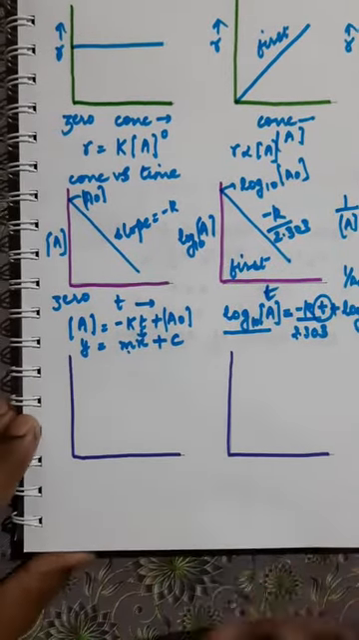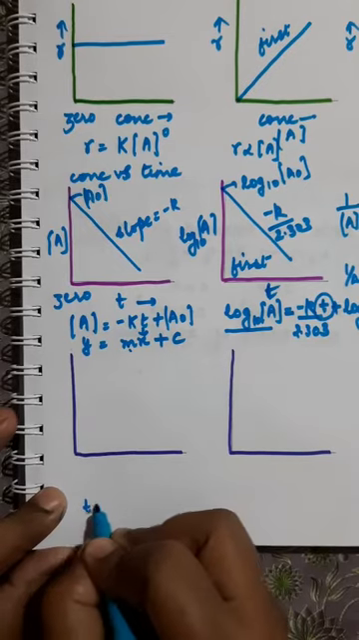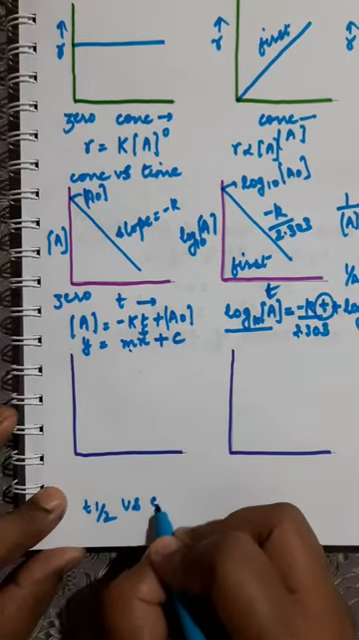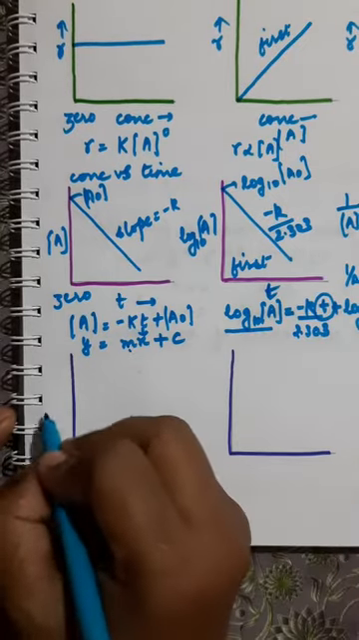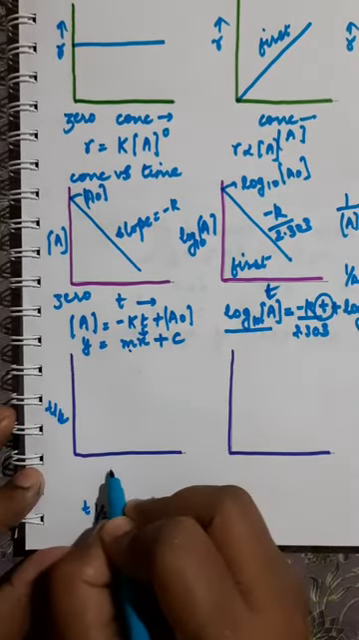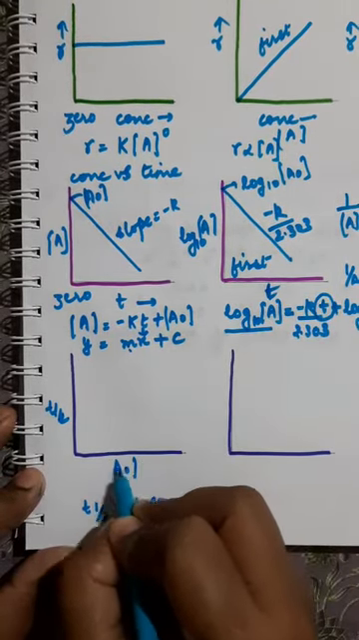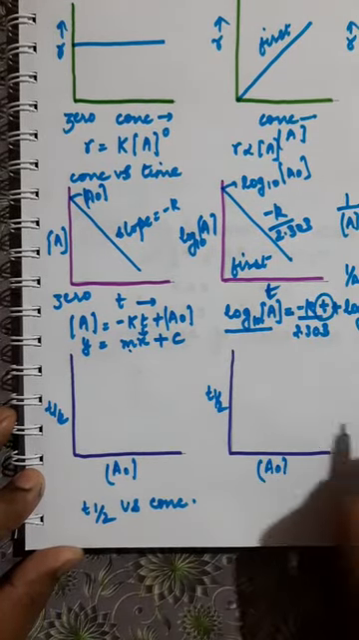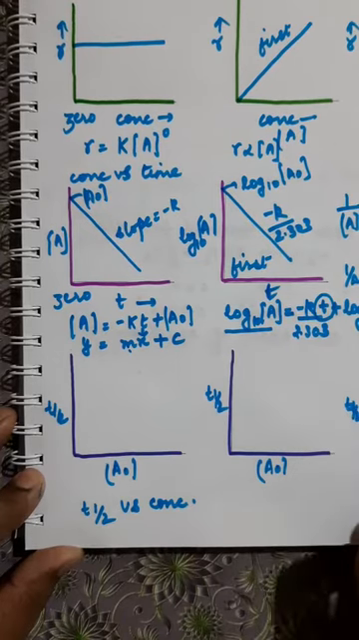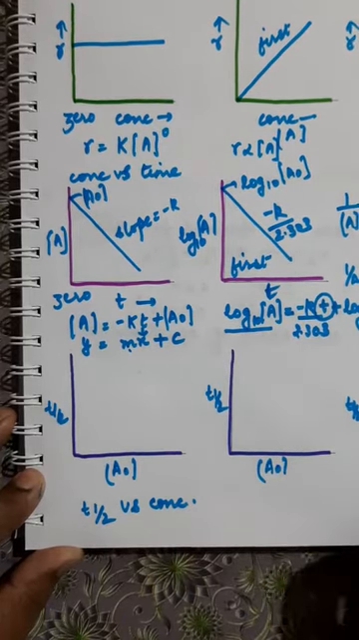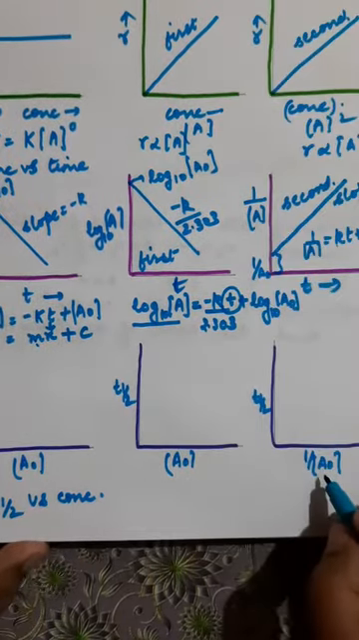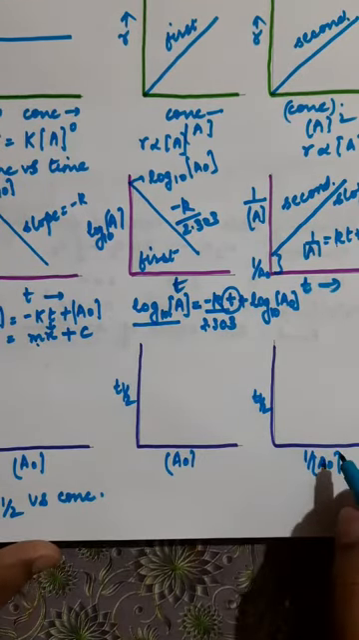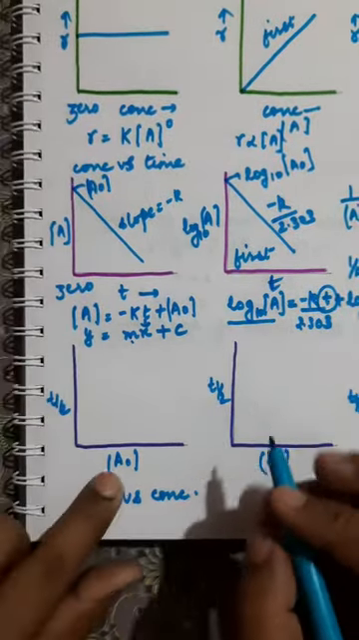Third one, we will compare for half-life, T half versus concentration. So here we will plot T half, here we will plot initial concentration, and 1 upon A naught. Clear? Where there is inverse of concentration, first power, it will be a graph for a second order reaction. So T half versus A naught.